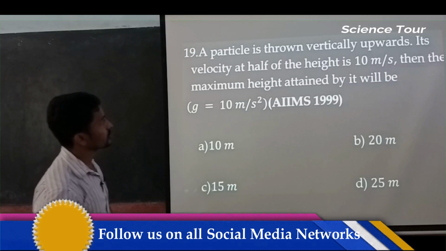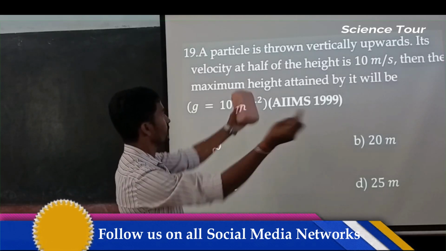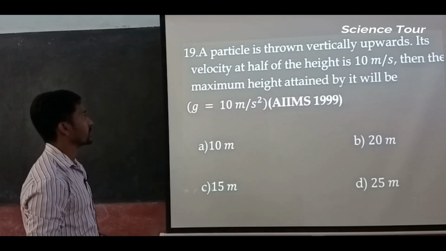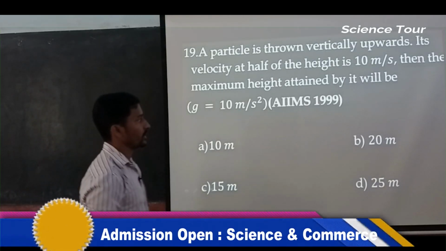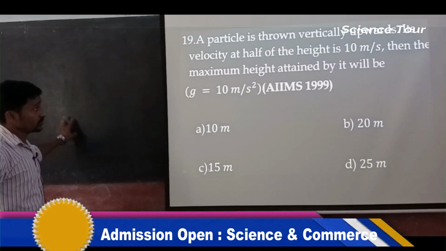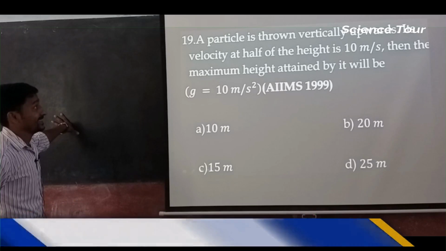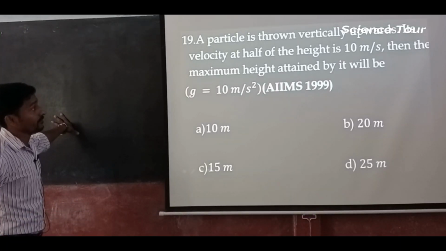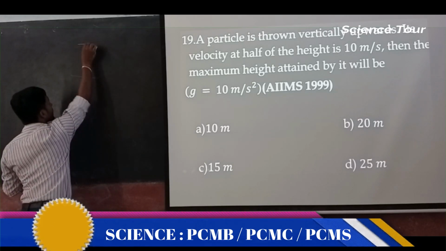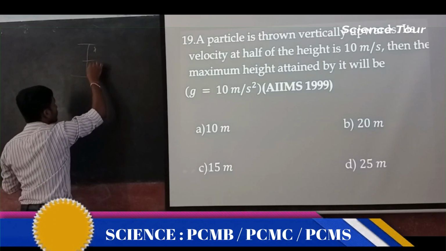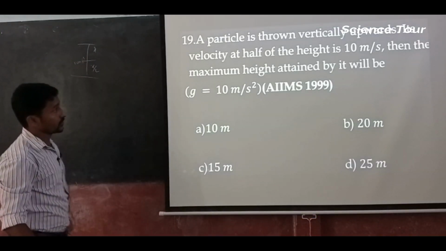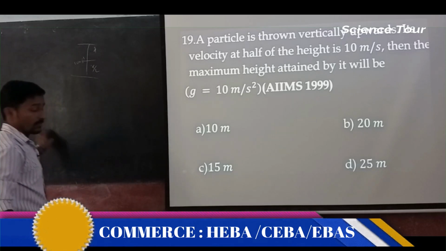A particle is thrown vertically upward, and its velocity at half of the height is 10 meter per second, then the maximum height attained by it will be, that we have to find out. It will reach a certain height x, and at half of that, x by 2, its velocity is 10 meter per second. You have to find out what the maximum height is.